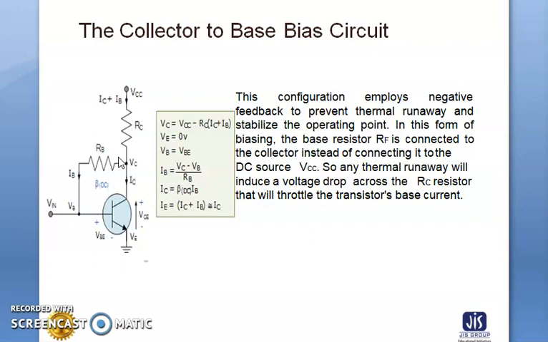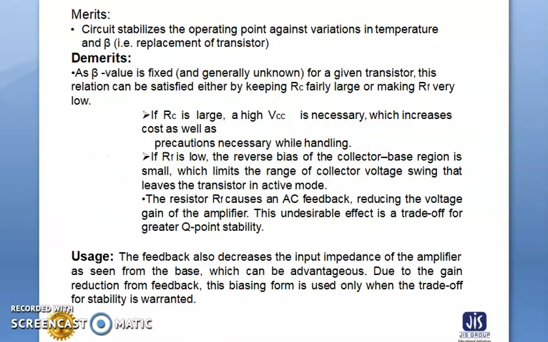This method of biasing is called self-biasing, with the transistor's stability using this type of feedback bias. This type of feedback bias network is generally good for most amplifier designs. Now the merits of this type of transistor biasing, that is collector feedback biasing: the circuit stabilizes the operating point against variation in temperature and beta.